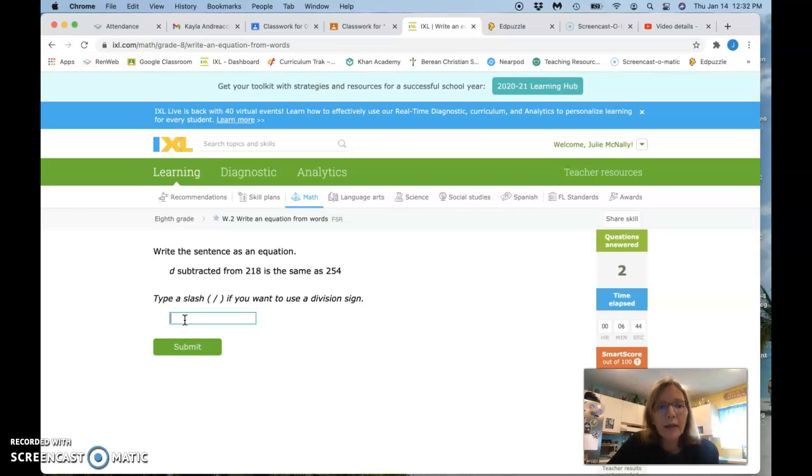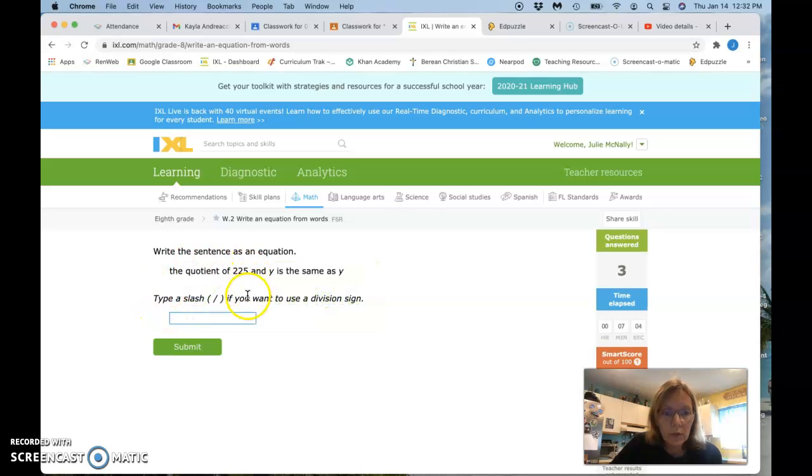D subtracted from 218. Okay, now when it's written this way, I have to write the number first because it said D is subtracted from that number. Okay, is the same as 254.